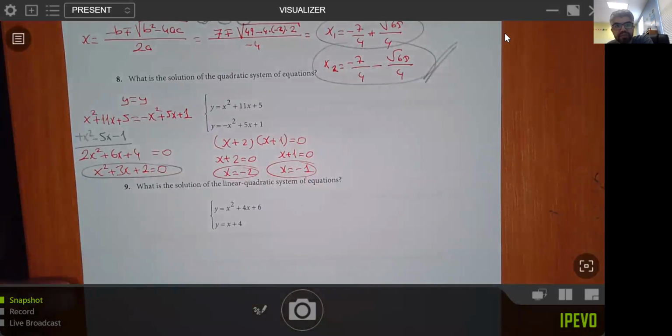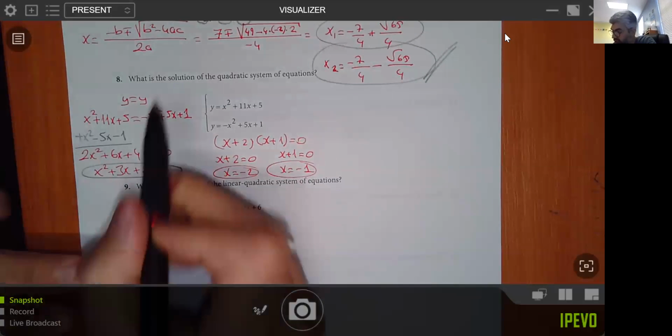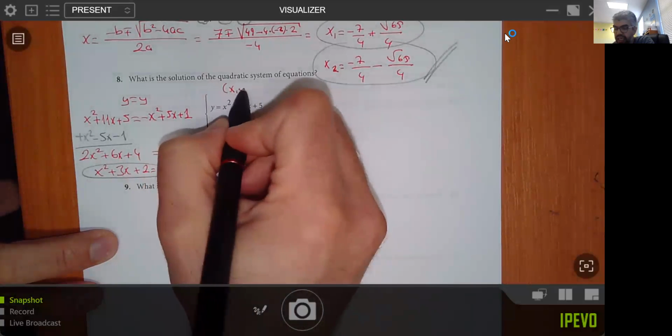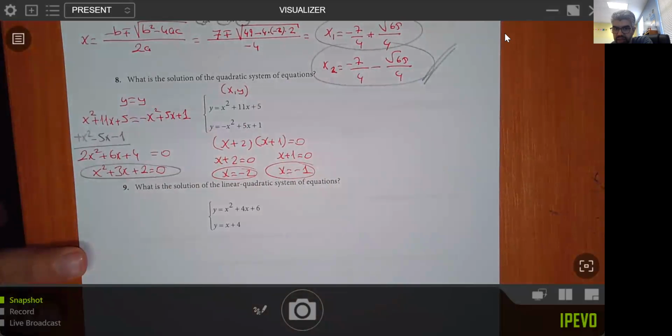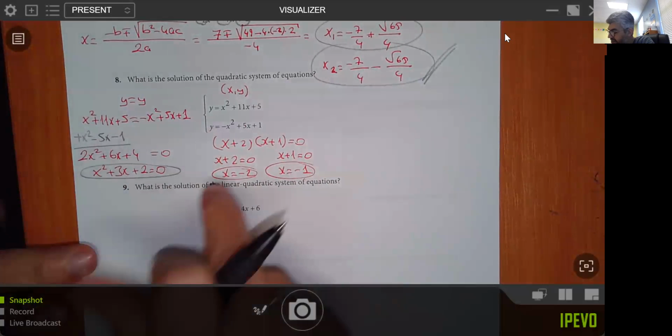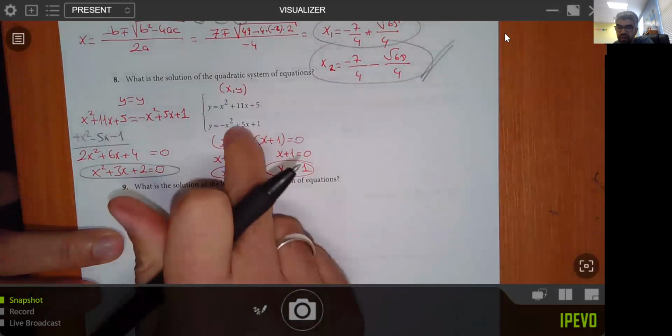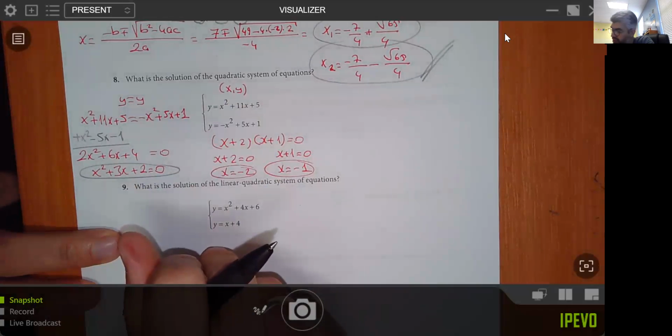Did we finish? We did not, because for the solution of a quadratic system of equations, we are actually looking for xy pairs, okay? We have the x values. We have to find the y values. To do that, we just plug these values into one of those equations. It doesn't matter which one.